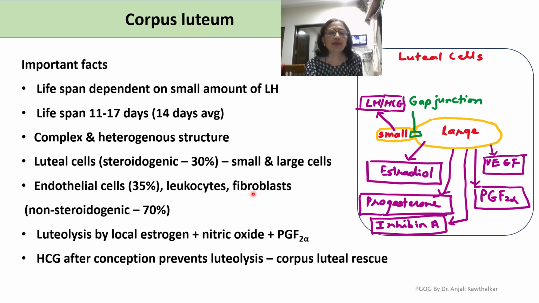Endothelial cells, leukocytes, and fibroblasts are non-steroidogenic cells. Luteolysis occurs because of the local estrogen, then the presence of nitric oxide and prostaglandin F2 alpha. Nitric oxide and prostaglandin F2 alpha are also contributed by these non-steroidogenic cells. Now, if pregnancy takes place, then hCG after conception prevents luteolysis. This corpus luteal lysis is prevented by the presence of hCG, and that is called corpus luteal rescue.